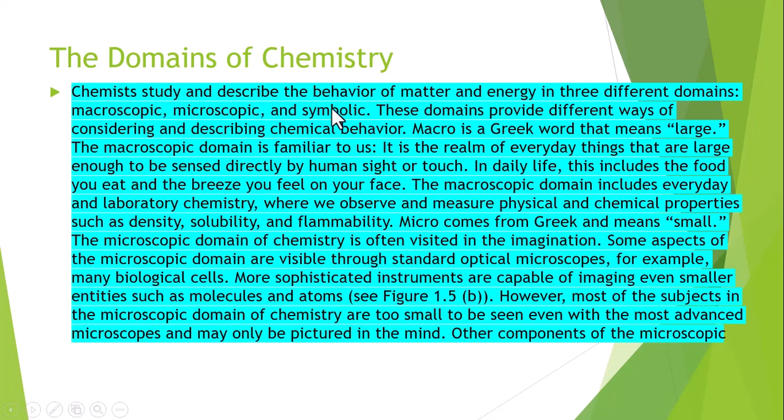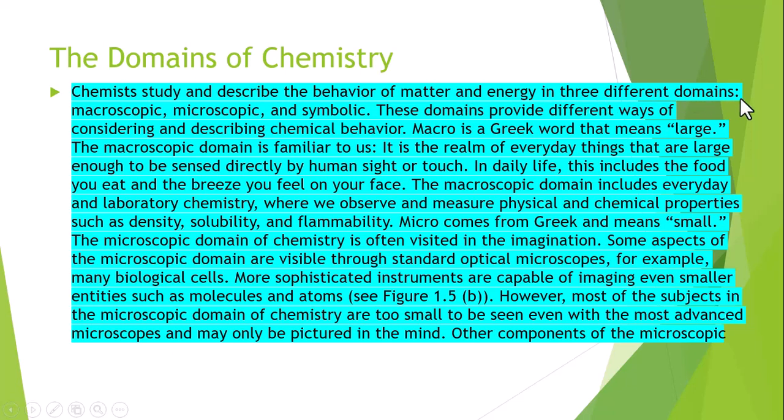Chemists study and describe the behavior of matter as something that occupies space and displays the properties of mass and inertia, and energy in three different domains. Chemistry is the study that describes the behavior of matter and energy in three different domains.